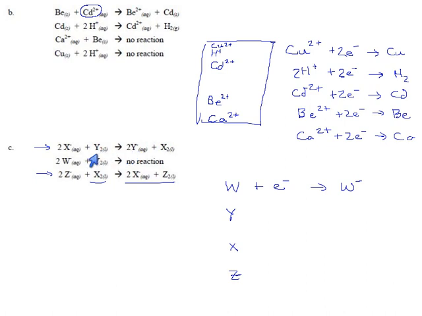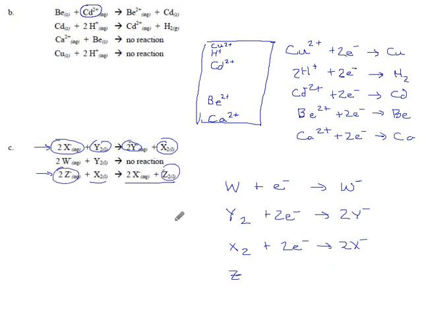That one is Y2, and it turns into 2 Y minuses. You can see that here. So that one's got to be 2 electrons. For X, again, we see there's an X2 form, so that's a diatomic. And for Z, yeah, Z's another diatomic, plus 2 electrons turning into 2 Z minuses.